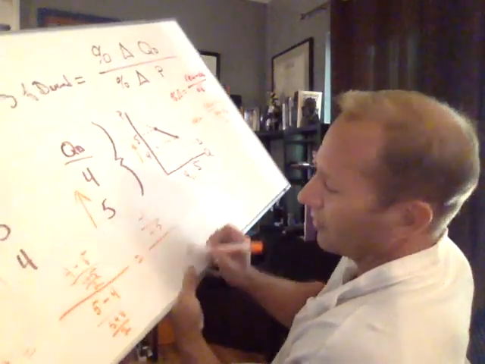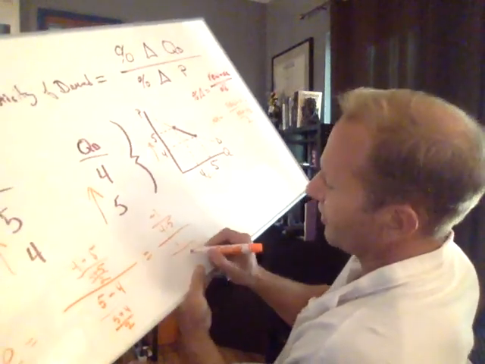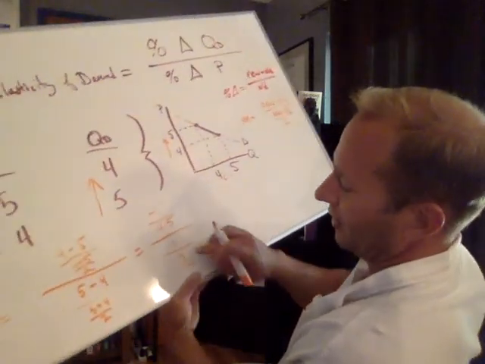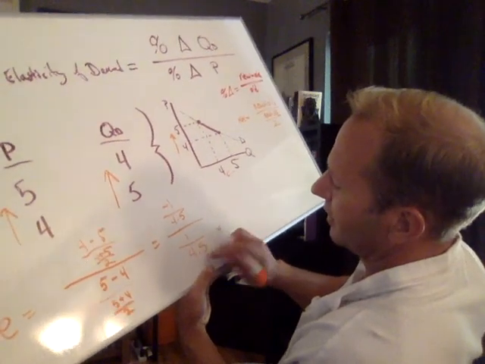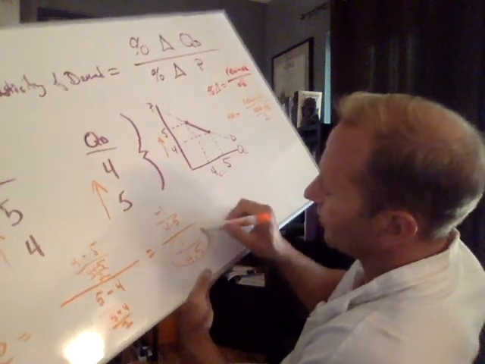Over, that's just this bar moved over here. 5 minus 4 is 1. 4 plus 5 is still 9, divided by 2 is 4.5. Okay, so now I have a complex fraction, but it isn't that complex. All it means is I flip and multiply.